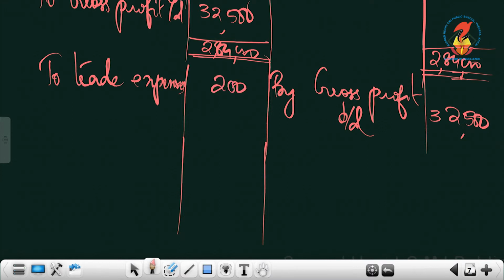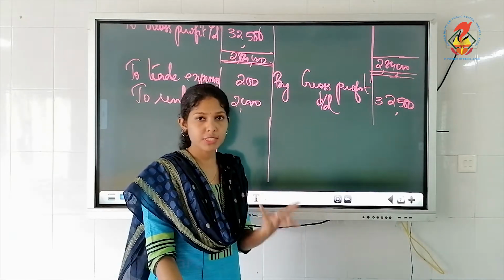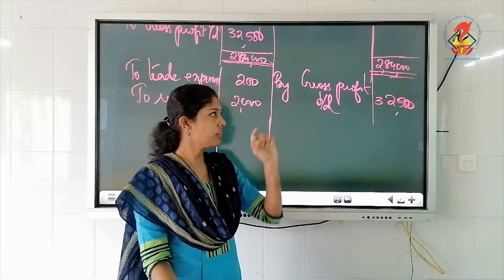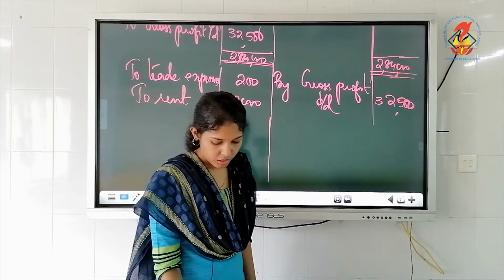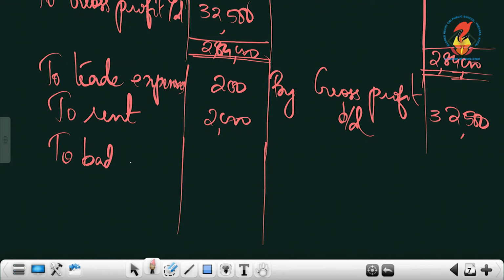$200. Then bills receivable, it's an asset. Rent we can take 2,000. Rent, nothing is mentioned, means it is rent paid, indirect expense. If it is factory rent, that they will specify. If it is factory rent, then you have to write it in trading. Bad debts we have to take here 5,000.